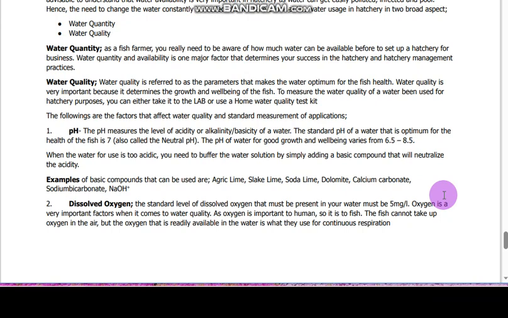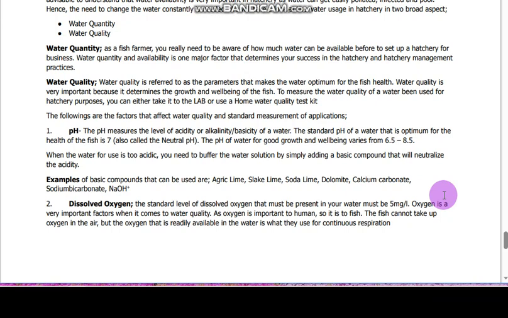Dissolved oxygen. The standard level of dissolved oxygen that must be present in your water is 5 mg per liter. Oxygen is a very important factor when it comes to water quality. Very important. As oxygen is important to humans, so it is to fish.